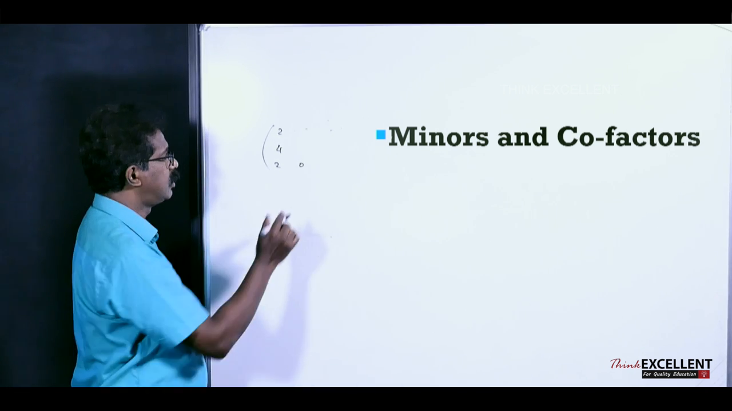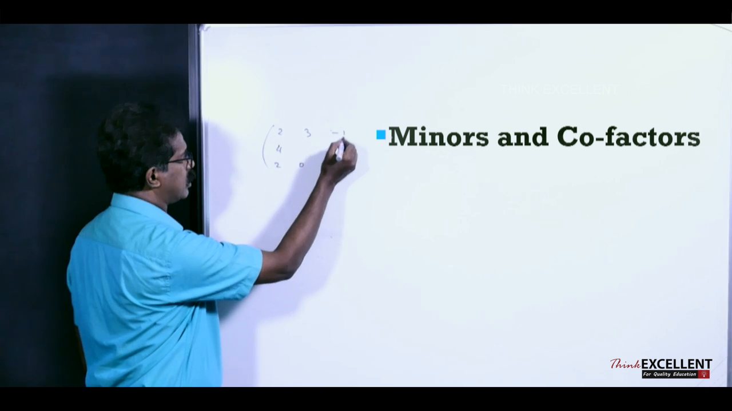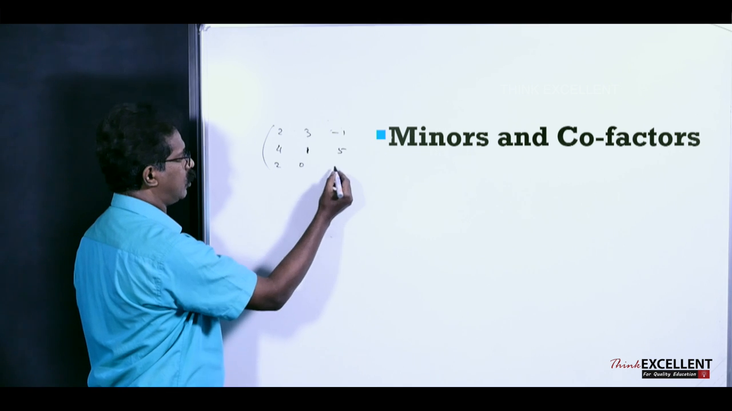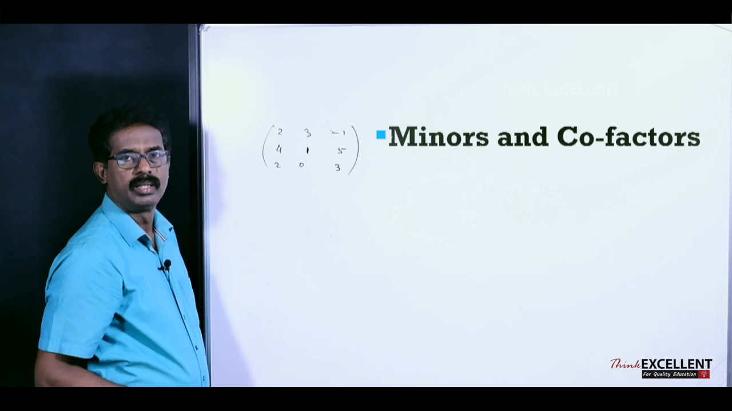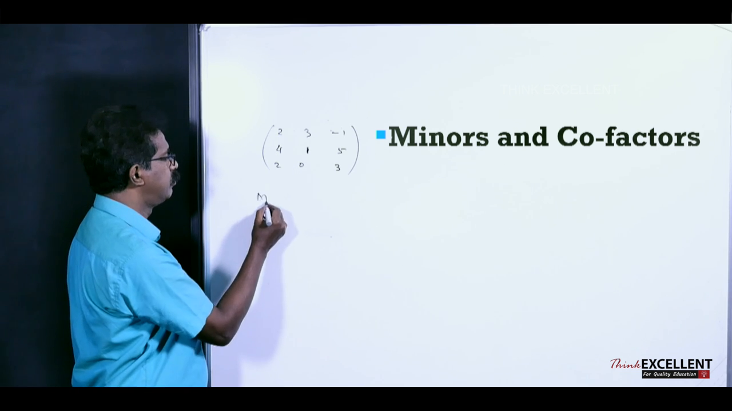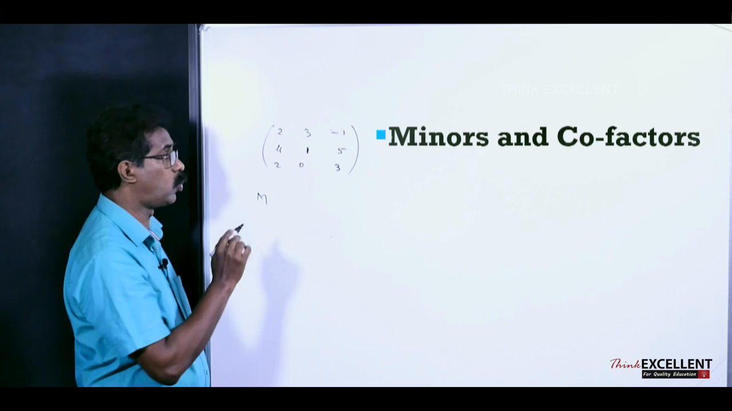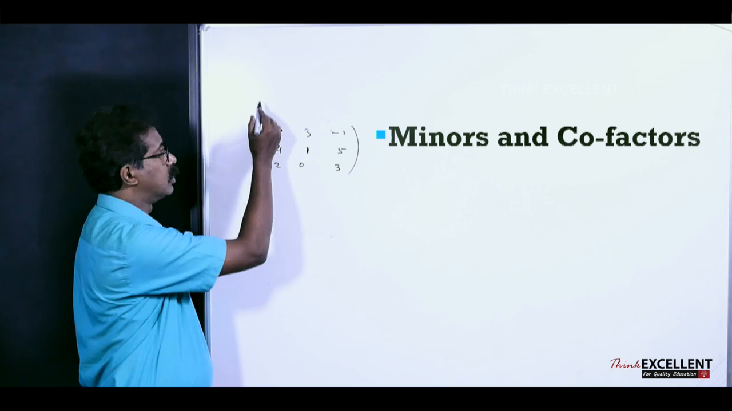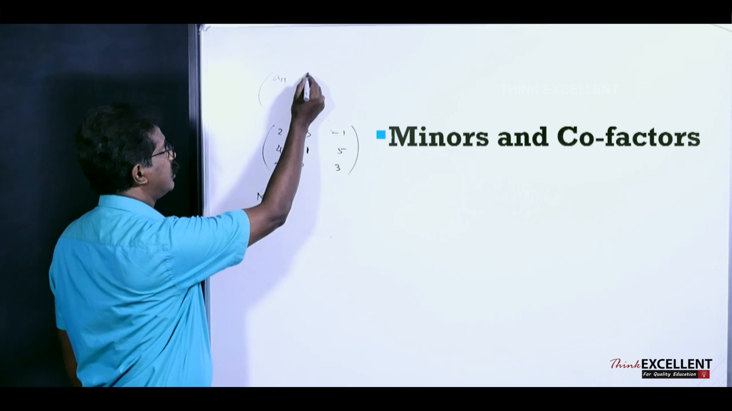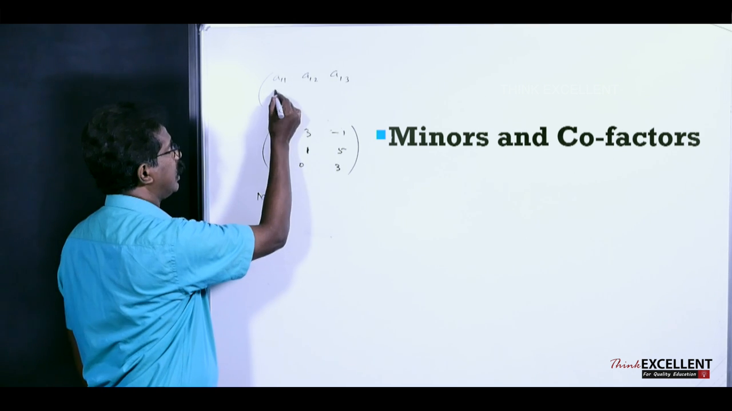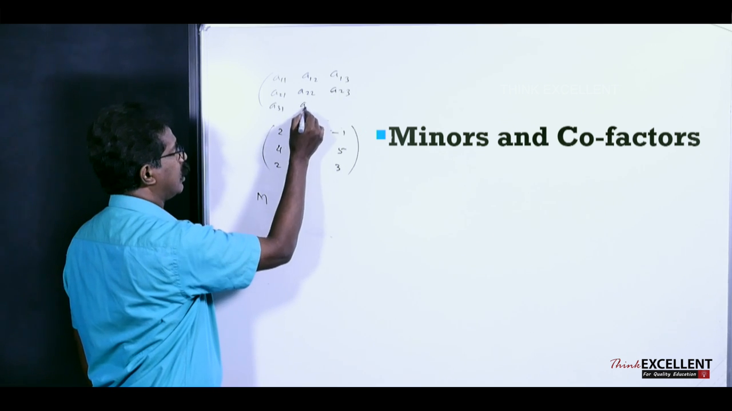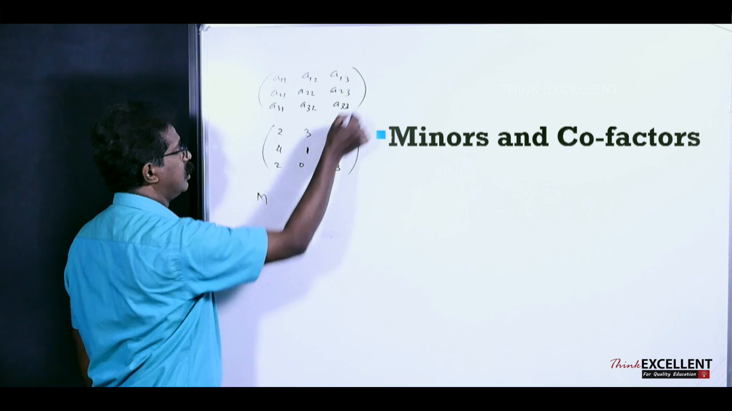Suppose I am taking a 3 by 3 matrix: 2, 3, minus 1; 4, 1, 4; 1, 5, 2, 0, 3. The minor of the first element, we denote it as M. What is the position? You know that, right? It is 1, 1. So you know the position. First element A11, second element A12, A13, A21, A22, A23, A31, A32, A33, right?